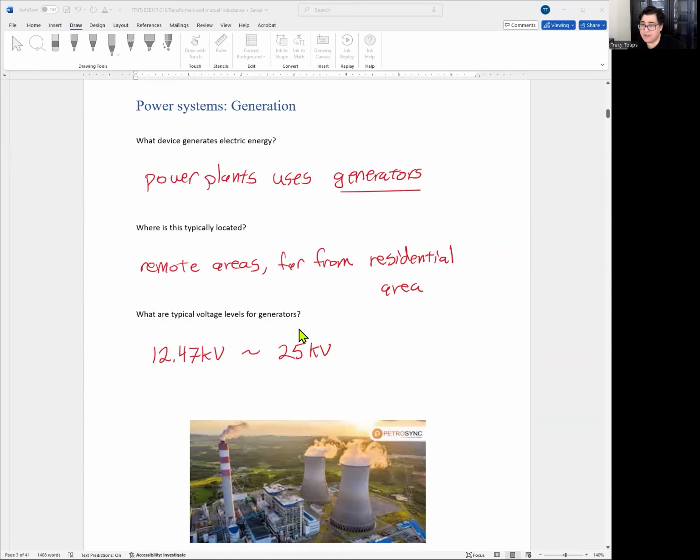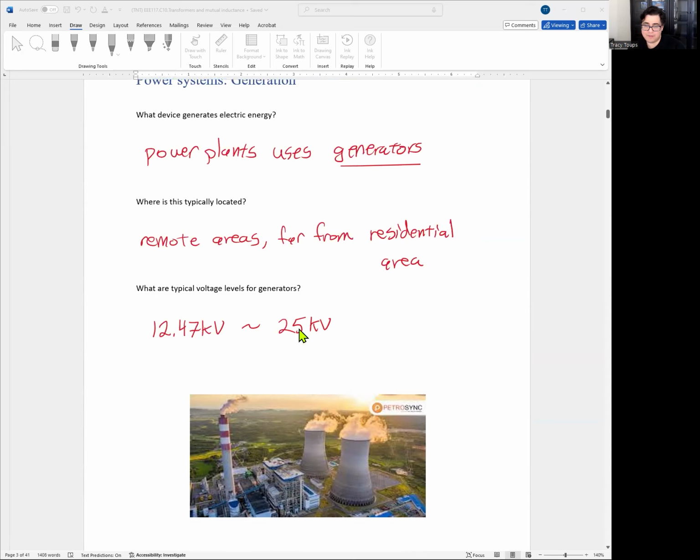Again, a high-level overhead view, no crazy mathematical details. This is what a generation station or power plant looks like. What devices within this plant will actually make electricity? It's called the generators. The generators themselves are the ones that make the electricity.